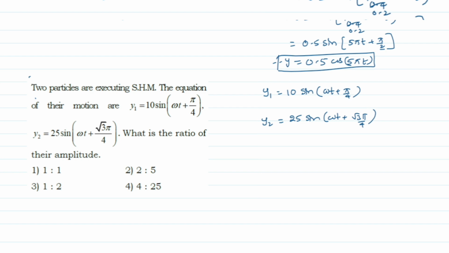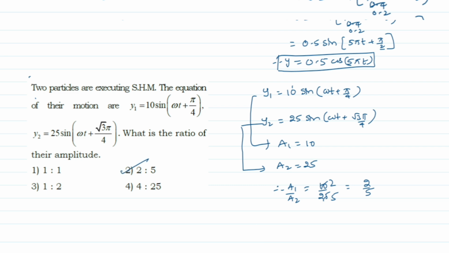So with this equation, the amplitude of the first one is 10, and in the second equation the amplitude value is 25. Now just take the ratio of their amplitudes. Therefore A1 by A2 is 10 by 25; 5 twos are 10, 5 fives are 25, so you write 2 by 5. So 2:5 is the correct answer.